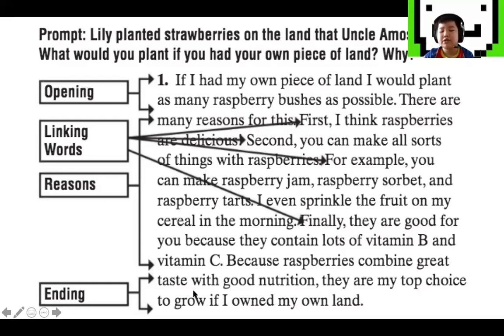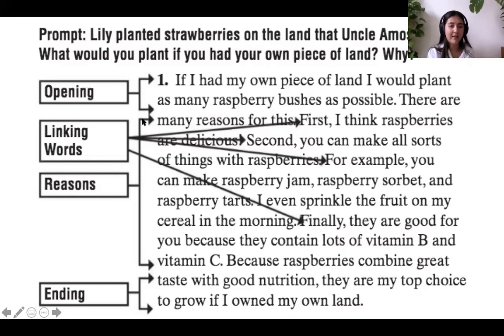Because raspberries combine great taste with good nutrition. They are my top choice to grow if I owned my own land. Lovely reading. Good job, Ryan.